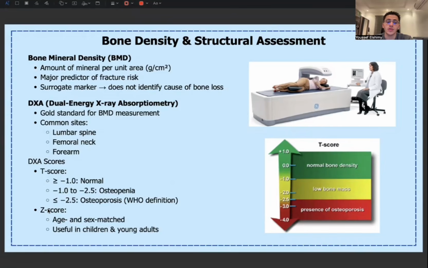Then we can add some Z scores in order to match the patient with the age and the sex. And the Z scores are also useful in children and young adults.